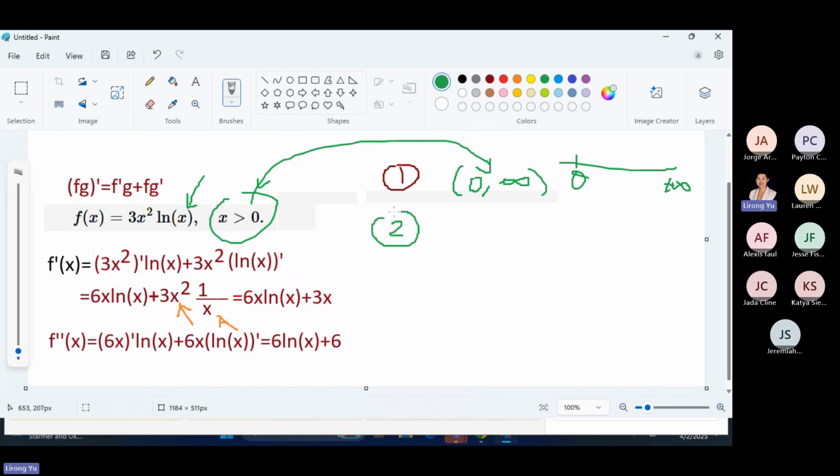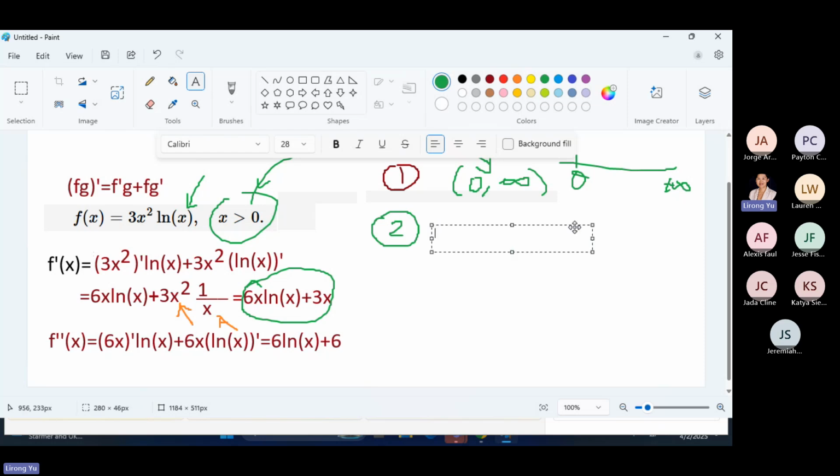Step 2, we're gonna try to determine the increasing and decreasing behavior using the first derivative. But that process actually involves 3 steps in itself. So let's look at increasing, decreasing. In step 2, you're going to take your first derivative, which we already have. We're going to set it equal to 0. So we're going to set 6x natural log of x plus 3x equal to 0. Solve for a critical point in this case.